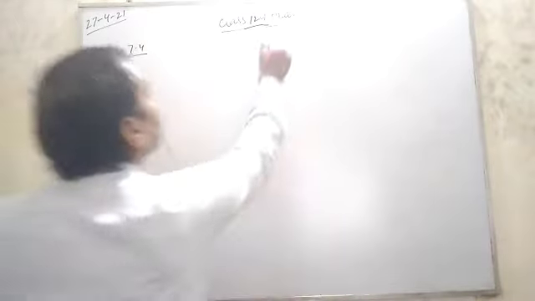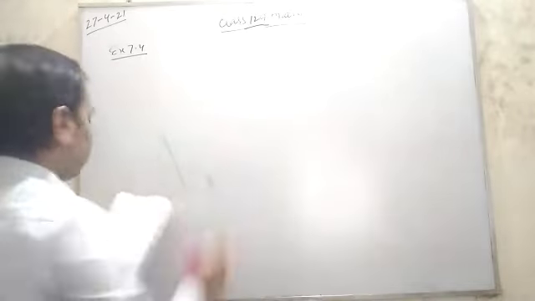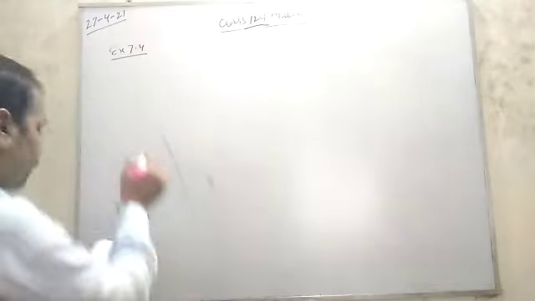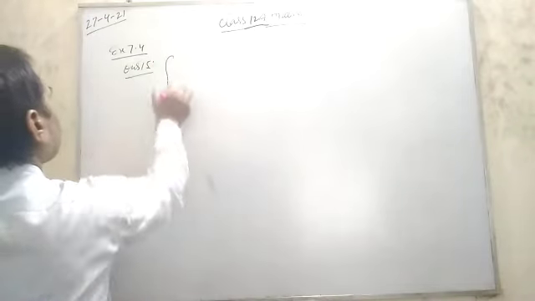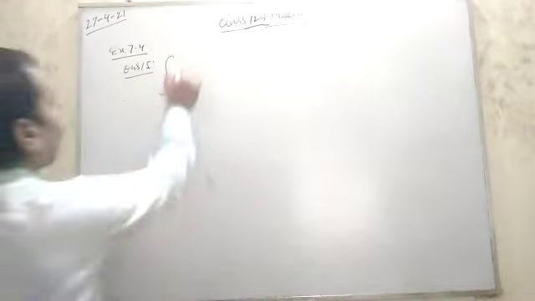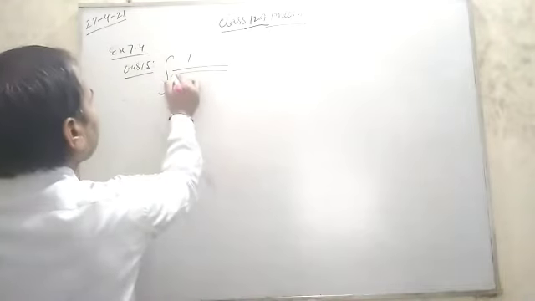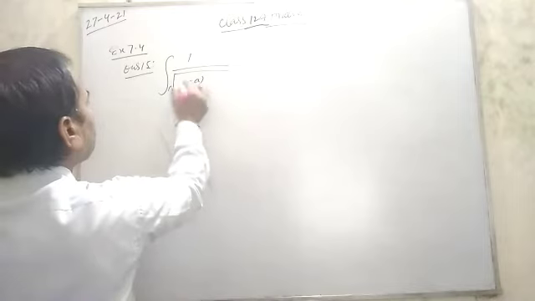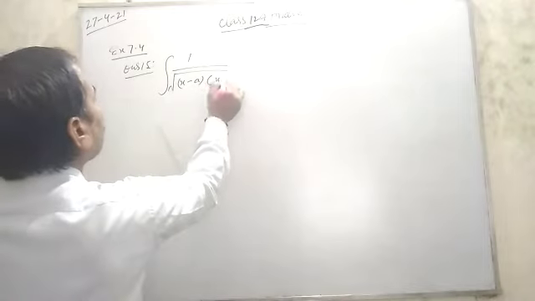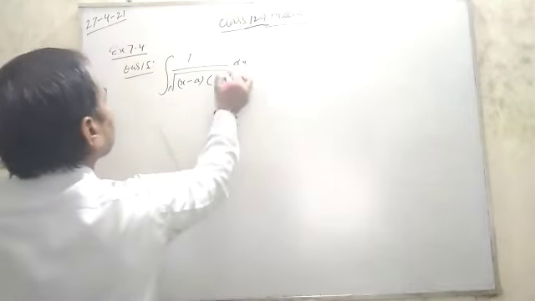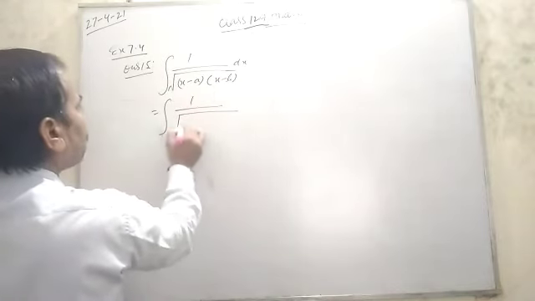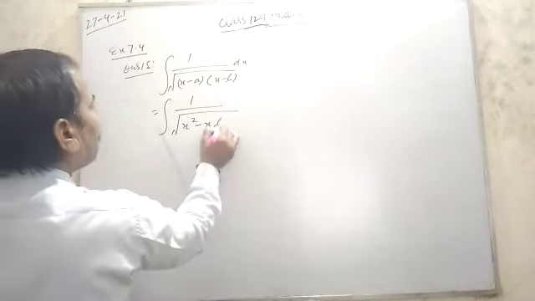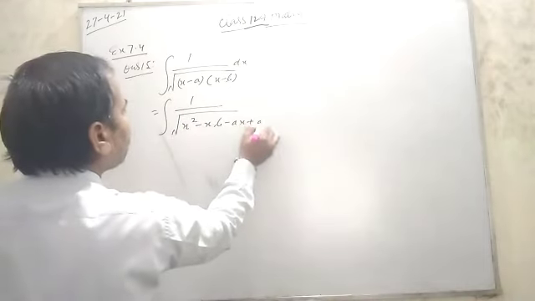Good morning, students. Today we already started 7.4. In that, question number 15: integral of 1 upon under root (x minus a)(x minus b) dx. First multiply both brackets, so x square minus xb minus ax plus ab.